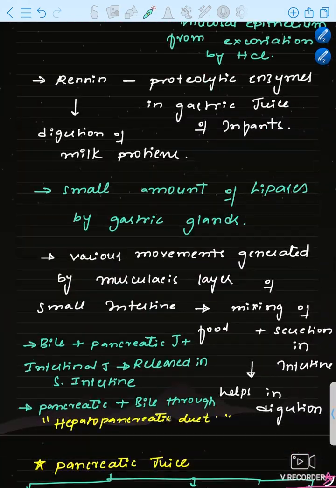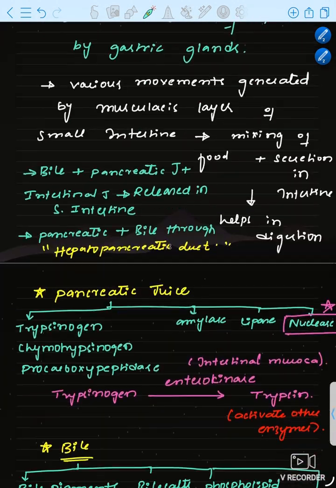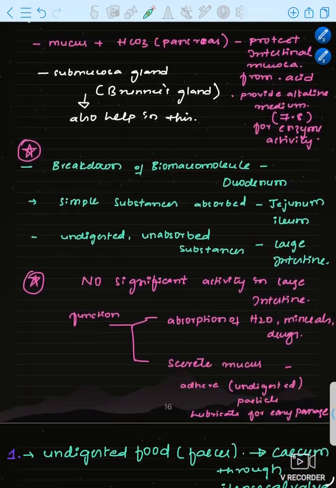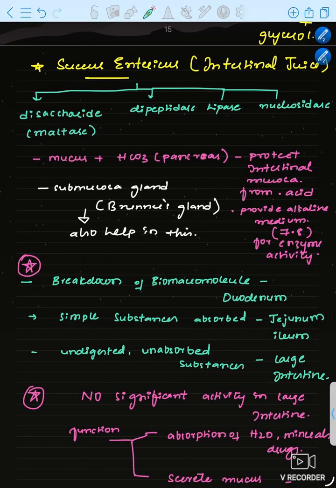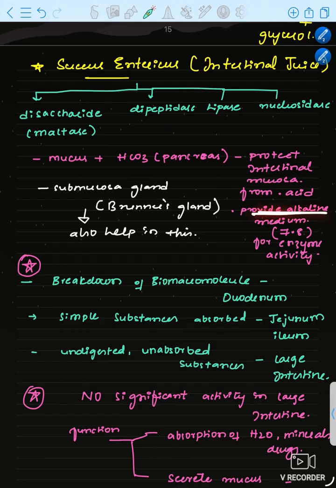So the next one. Here, where we were discussing mucus and bicarbonates from the pancreas, they protect the intestinal mucosa from acid and provide an alkaline medium. Alkaline medium, see, let me quickly revise once again.